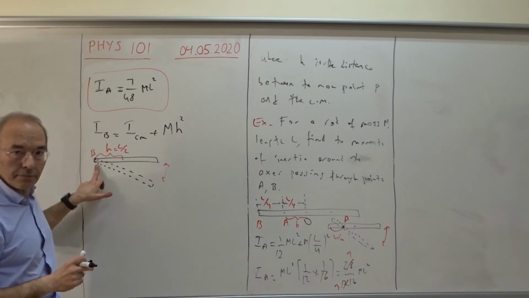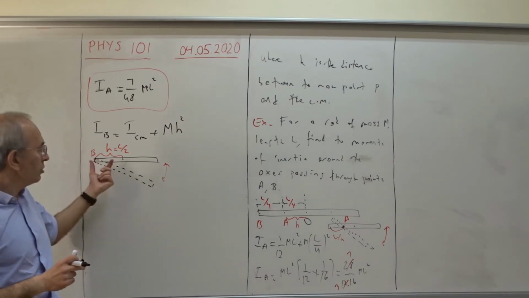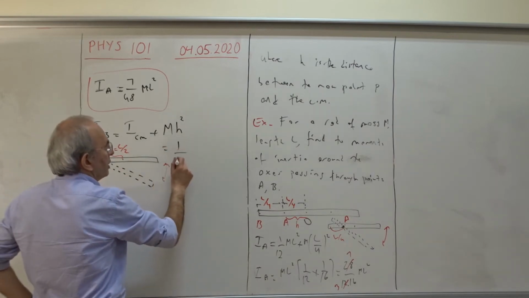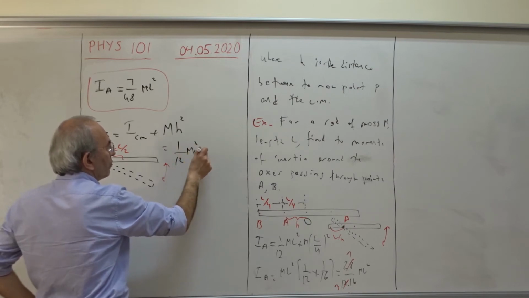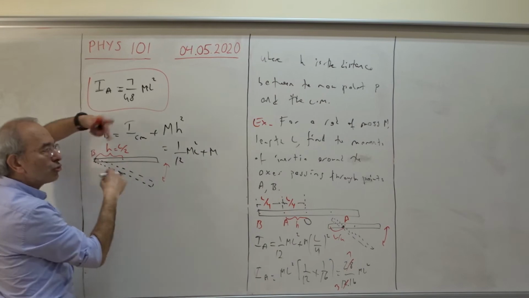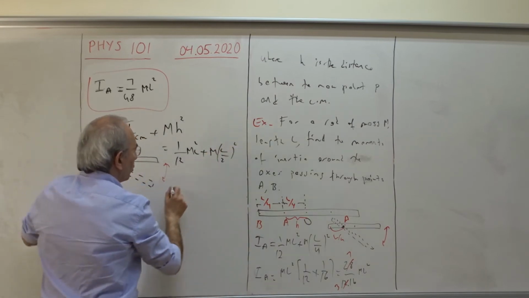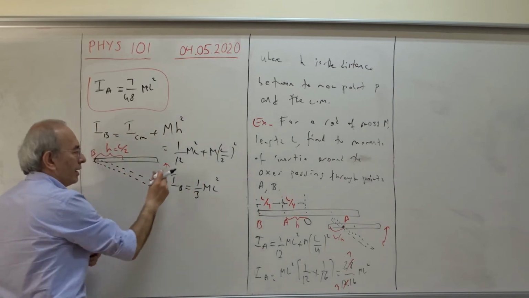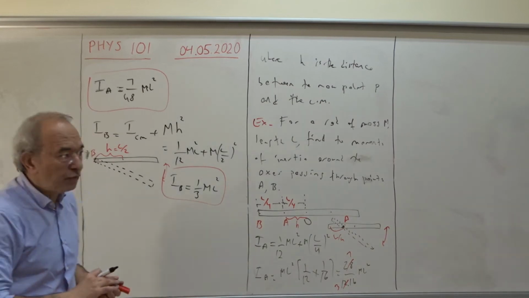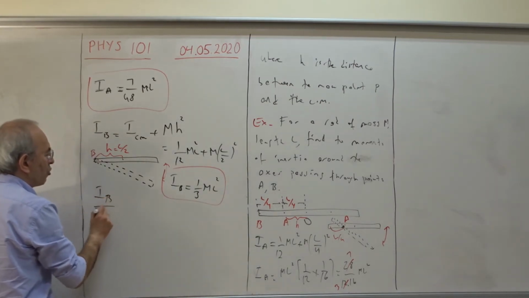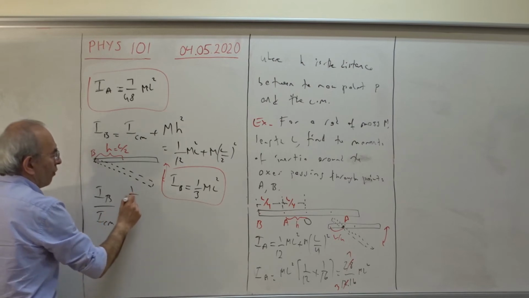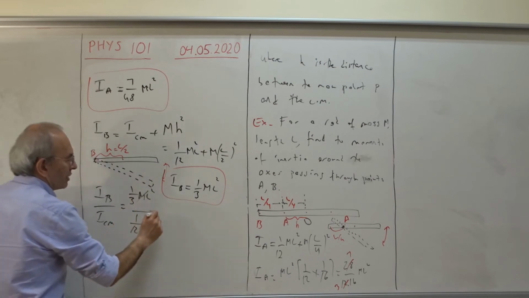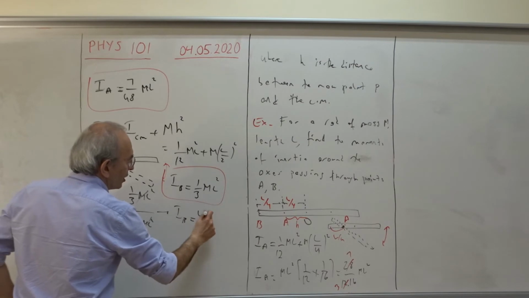The new point is B. The center of mass is here. What is this new distance h? It is just half of the length. So in addition to 1/12 ml squared, we have to add m times (L/2) squared. So I around B turns out to be 1/3 ml squared. As you see, it is 4 times more difficult. If you compare I around B over I center of mass, 1/3 ml squared over 1/12 ml squared, after the cancellations, I around B is 4 times I center of mass.